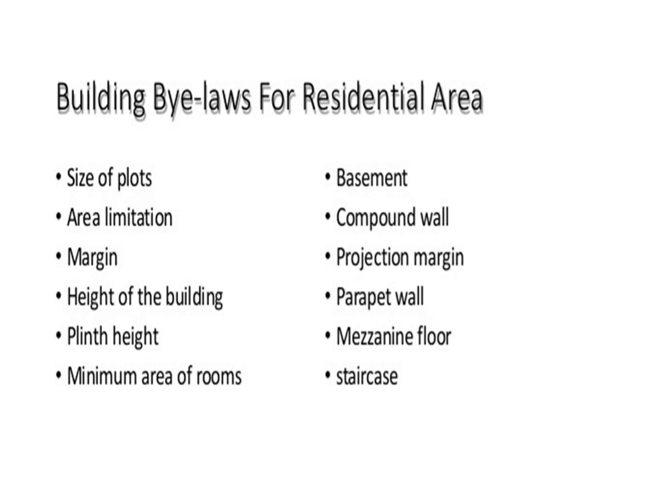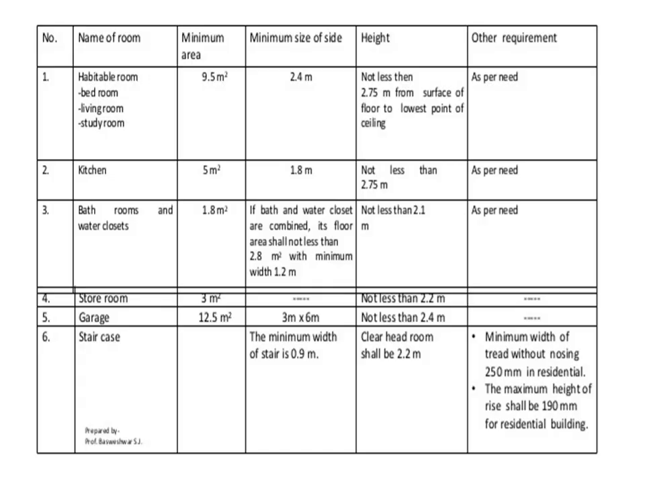Then building bylaws for residential area. It includes size of plot, area limitation, margin, height of building, plinth height, minimum area of rooms, basement, compound wall, projection margin, parapet wall, mezzanine floor and staircase. In this slide we are going to see the different rooms with minimum area, minimum size of side and height, and other requirements. If you consider the habitable room such as bedroom, living room and study room, the minimum area should be 9.5 meters square. But the minimum size of side shall be 2.4 meter, whereas the height shall not be less than 2.75 meter from surface of floor to lowest point of ceiling, and other requirements are as per need.